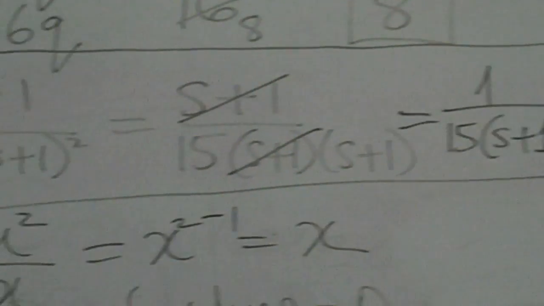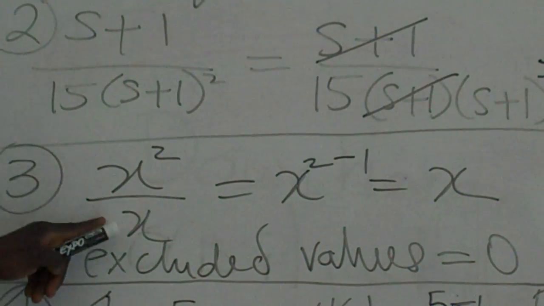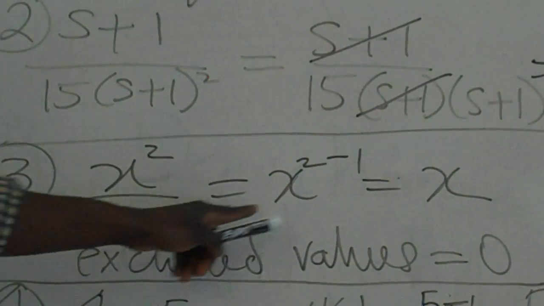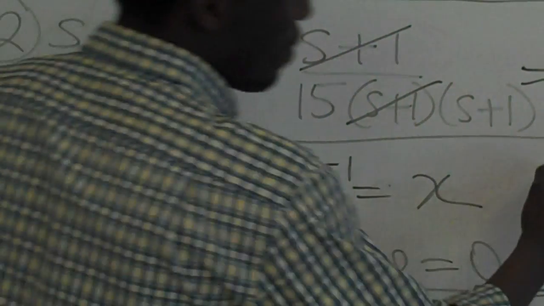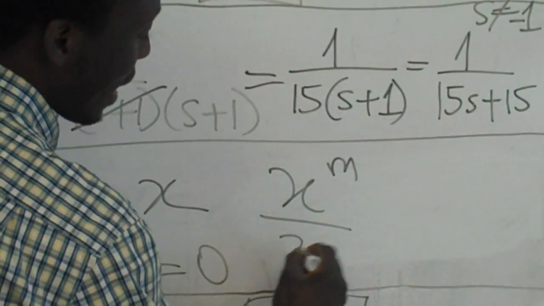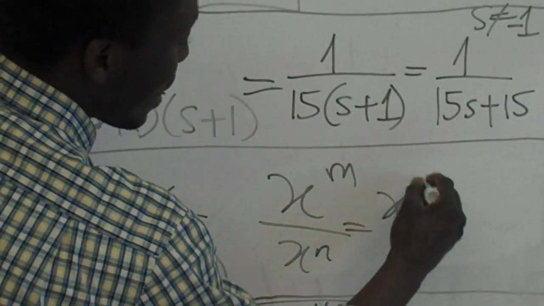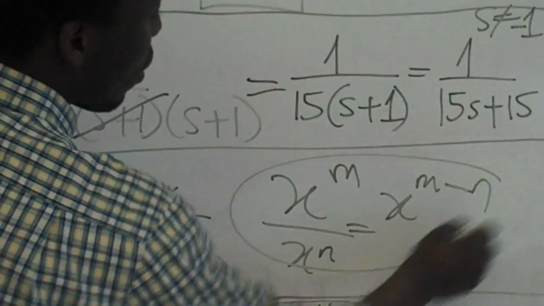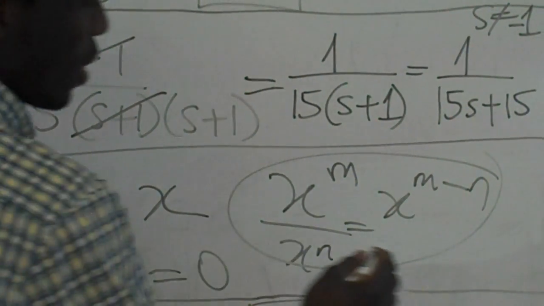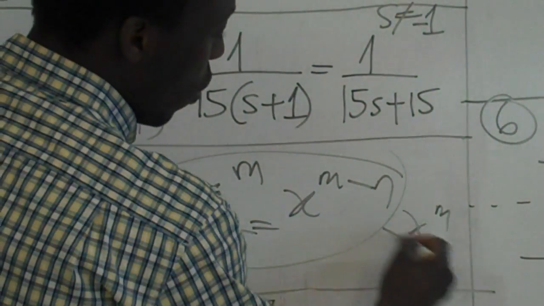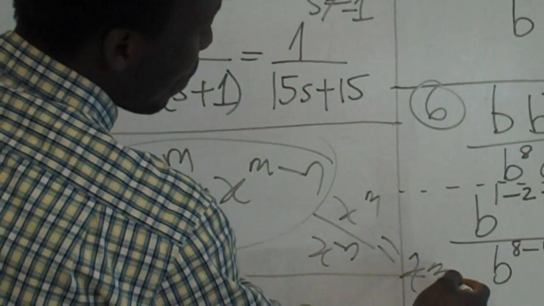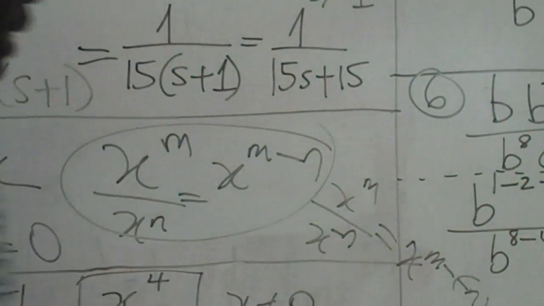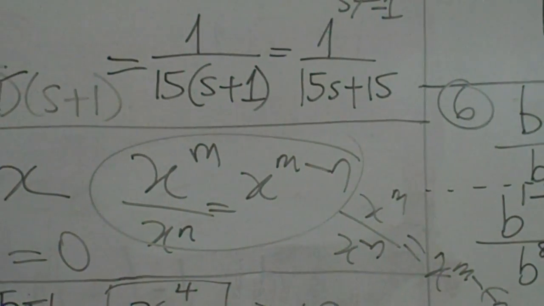The third example is simply dealing with the x's, x squared over x. We could just bring the minus 1 up there. Remember again, whenever you have x^m over x^n, you can write it as x^(m minus n). That's all I'm doing. Now, what if it was x^m over x^(minus n)? That becomes x^(m minus minus n), which is x^(m plus n). We'll come back to that in a second.